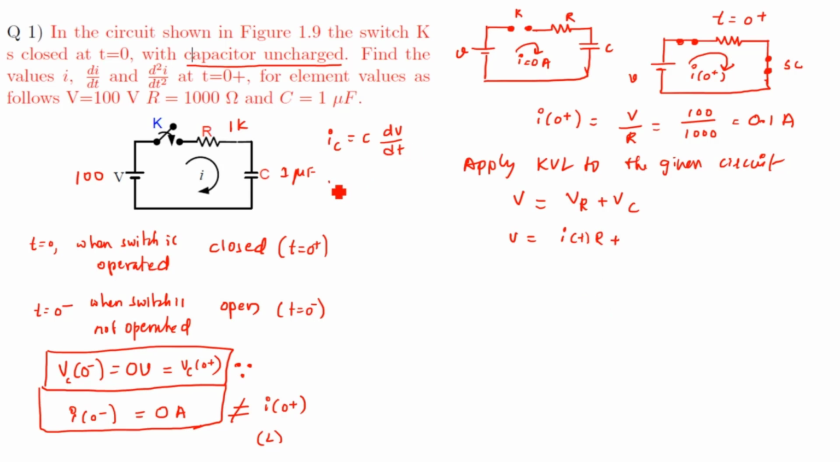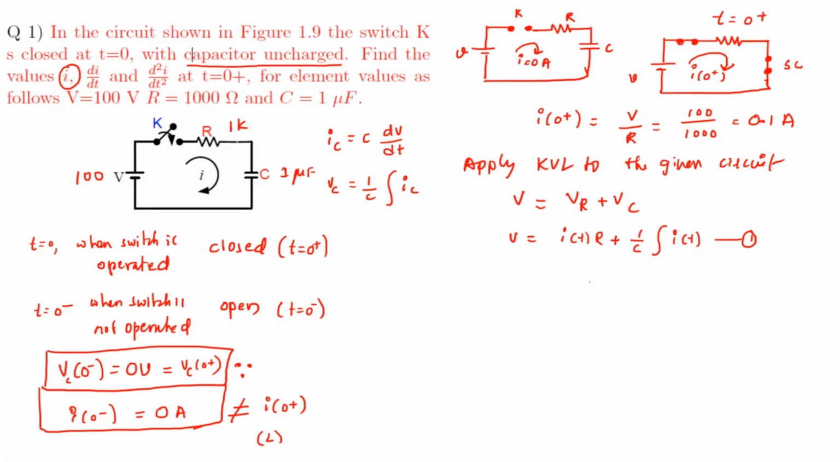Now from this, can I obtain VC? That is equal to 1 by C into the integration of IC. So can I replace this VC by this equation? This VC equals 1 by C into the integration of I of t. Call this equation number 1. Done here. We have calculated the first value here. This is I at t equals 0 plus, that is calculated here. It is 0.21 amperes.